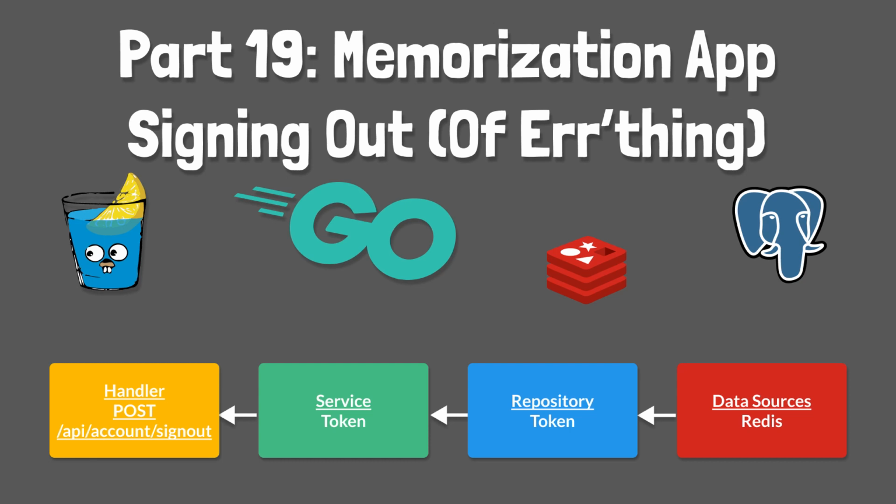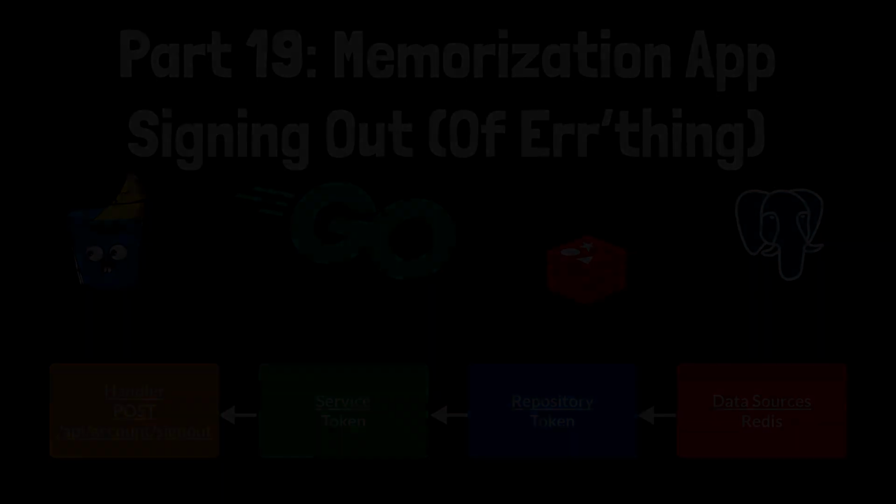Hey there, guys. We just created an endpoint to refresh a user's short-lived access token as well as their long-lived refresh token. Today, I want to add a new feature that allows a user to invalidate all of their refresh tokens, which will sign them out of all potentially logged-in devices or browsers. Let's go ahead and take a look at what we'll be working on today.